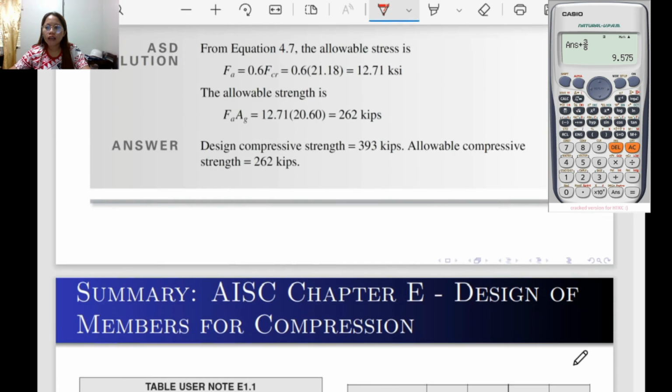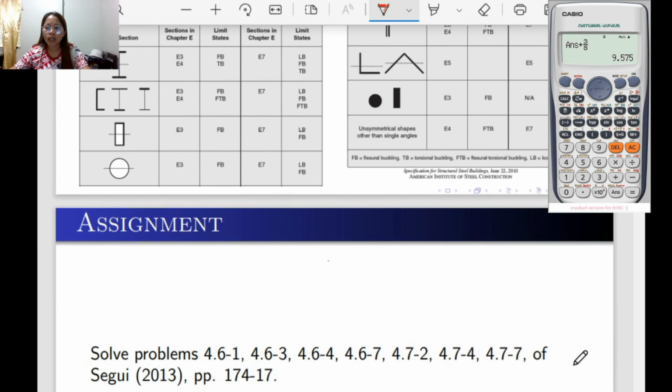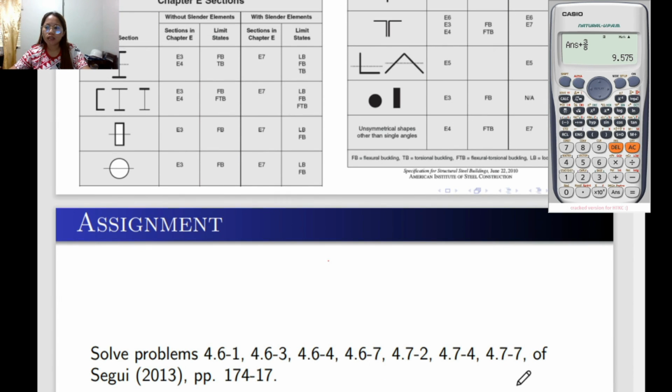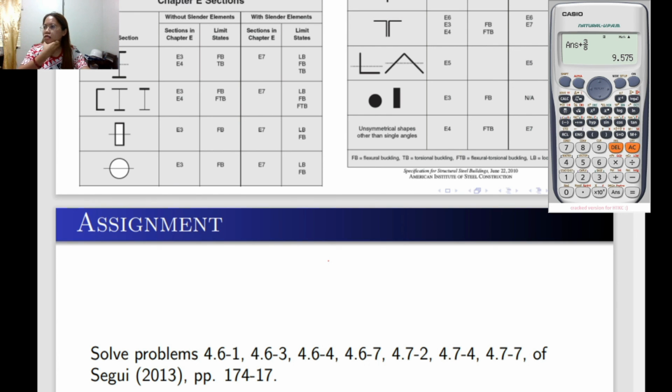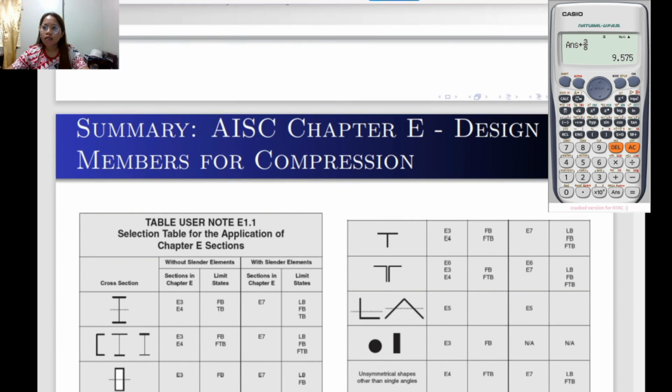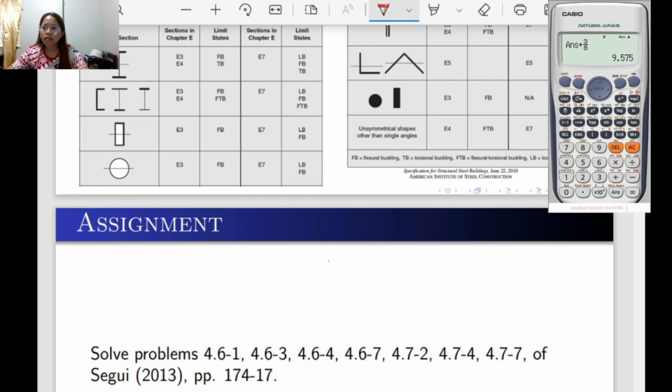Okay, we're done with the compression members and design of compression members. We'll proceed next week, after the midterm, the topic is beam and beam columns. So beam is our next topic. So I think this is all.